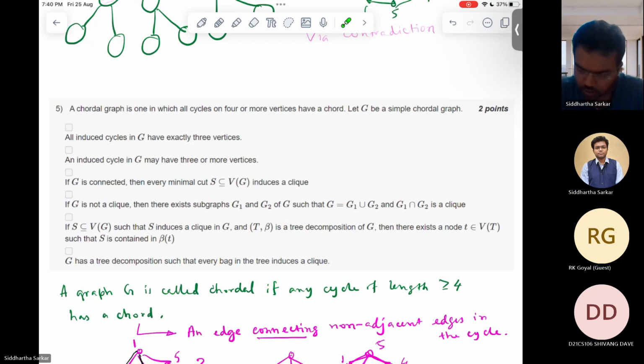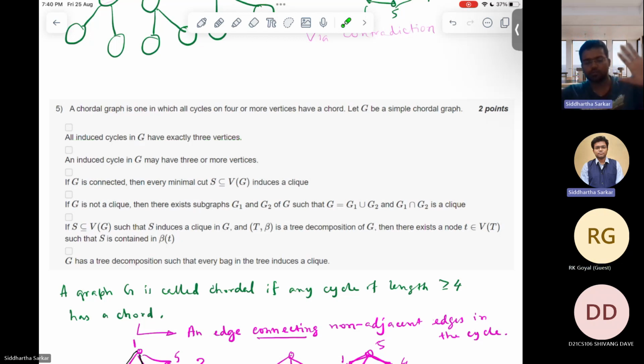Okay, right. So let us read the question. A chordal graph is one in which all cycles on four or more vertices have a chord, as we have seen in this picture. So let G be a simple chordal graph. Simple means that there are no multiple edges between two vertices and no self loops. The first statement is: all induced cycles in G have exactly three vertices.